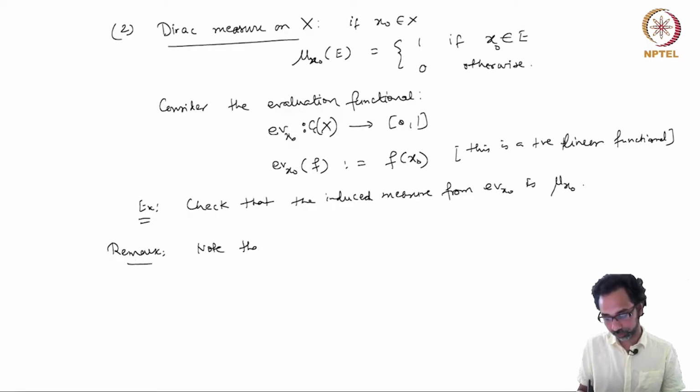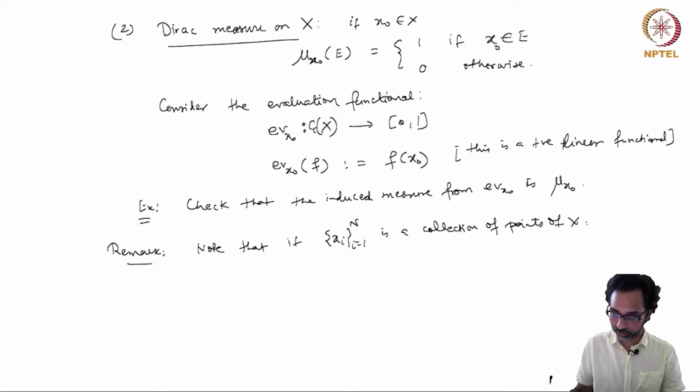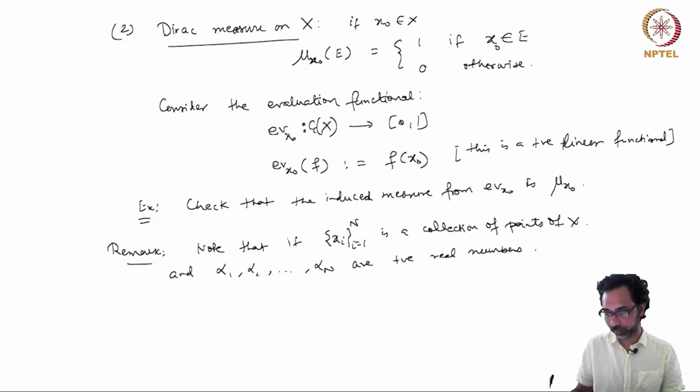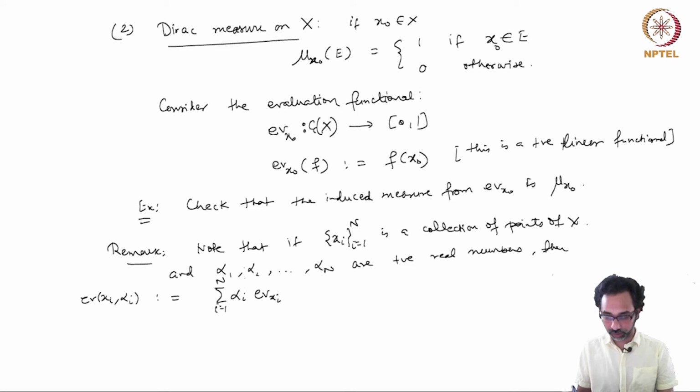as a remark, note that if x_i, i equal to 1 to capital N, is a collection of points of X, and α₁, α₂, ..., α_n are positive real numbers, then the finite linear combination of α_i EV x_i, so let me denote it Σ α_i EV x_i, this is the finite linear combination of the evaluation functionals with coefficients α_i. This is also a positive linear functional.